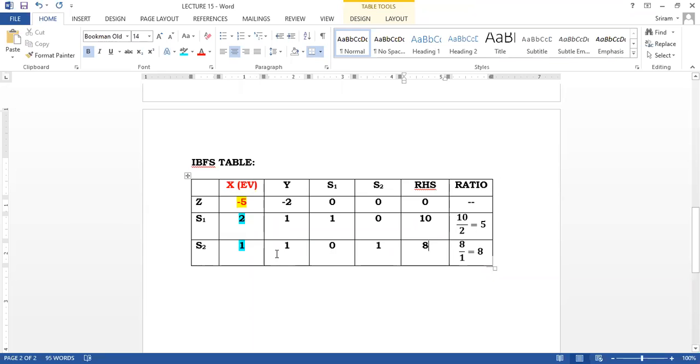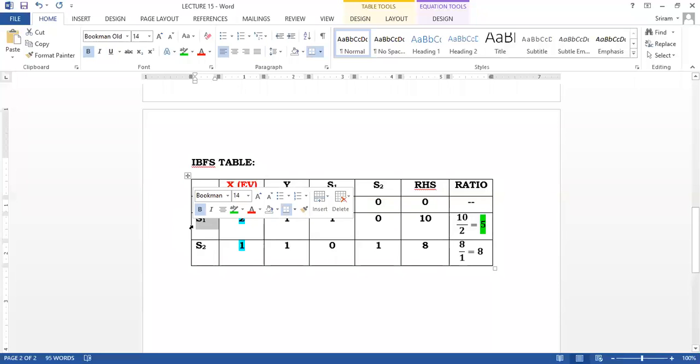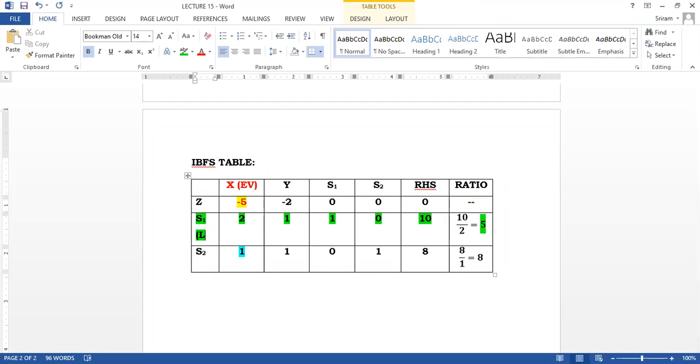Here I have 8, and the corresponding number is 1. So 8 by 1 is 8. Now I am going to check for the least positive number. 5 is the least positive number. The corresponding variable is called the leaving variable. S1 is called the leaving variable.